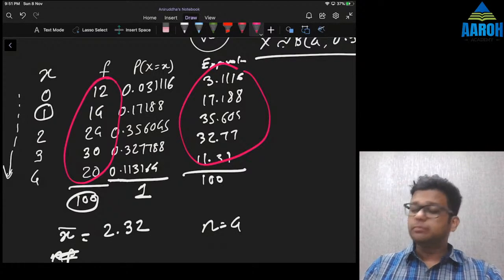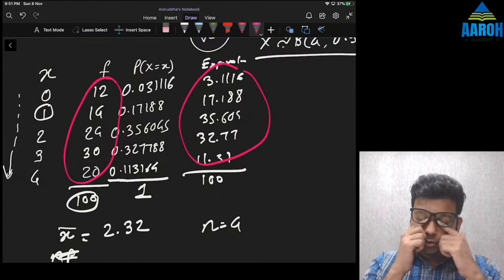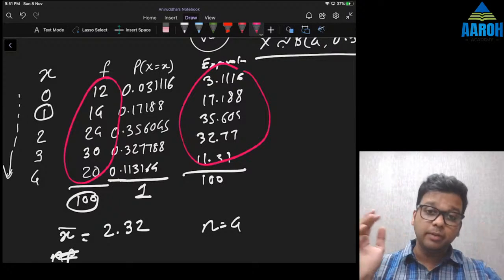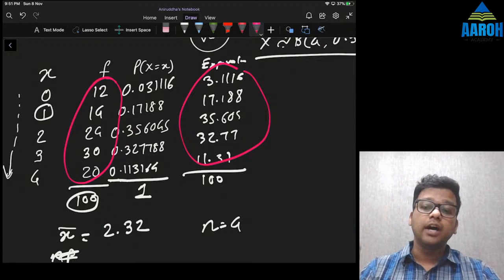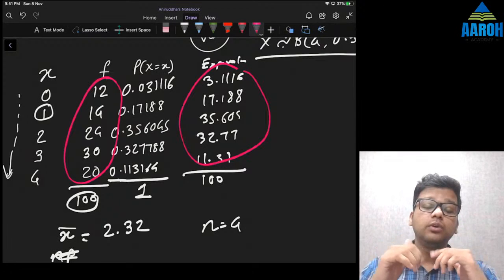Tomorrow we'll take some similar questions on Poisson, and then we'll go to the normal distribution. Normal distribution has a lot of properties, so don't forget about those.